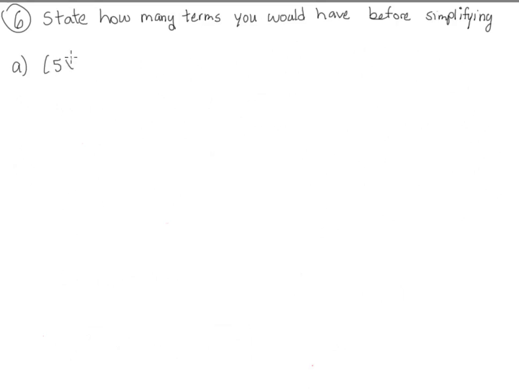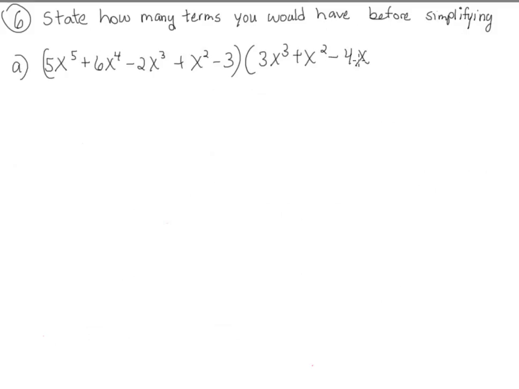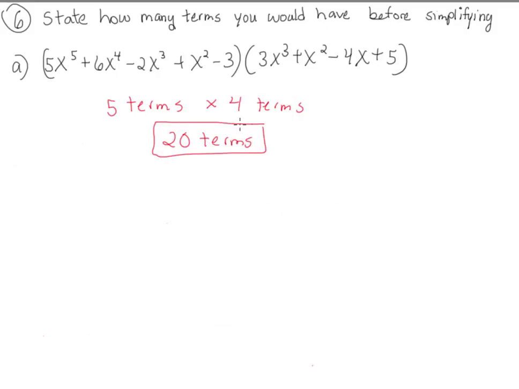In problem number 6, we simply state how many terms you would have before simplifying. When you're multiplying two polynomials together, like in example A, you simply count the number of terms in each of the polynomials. My first polynomial has 5 terms, and I'm multiplying that by my second polynomial with 4 terms. So to figure out how many terms my unsimplified answer will have, I take 5 times 4 to get 20. My answer before simplification should have 20 terms.